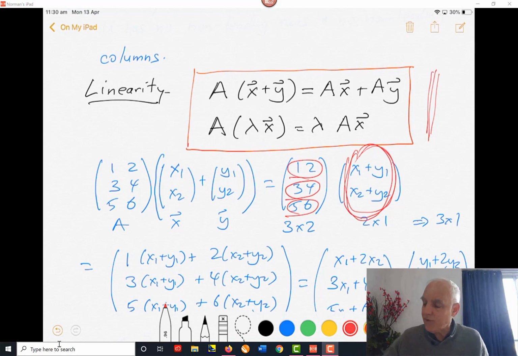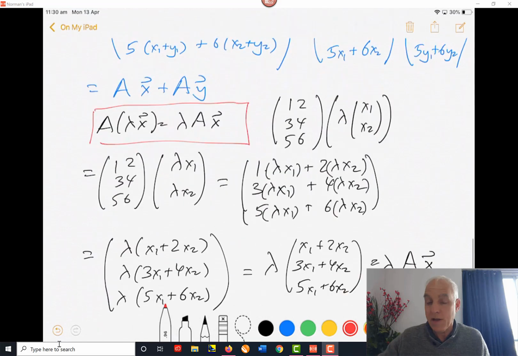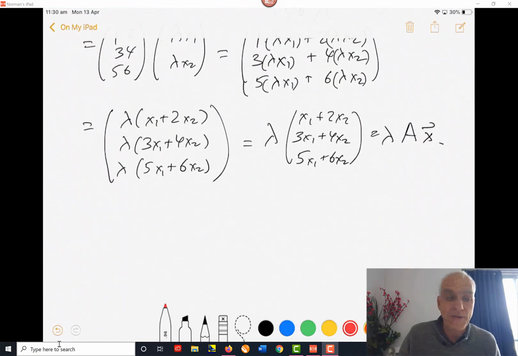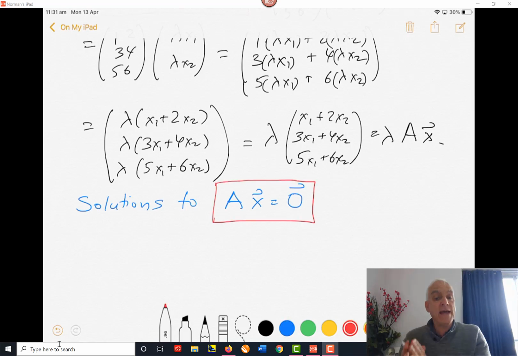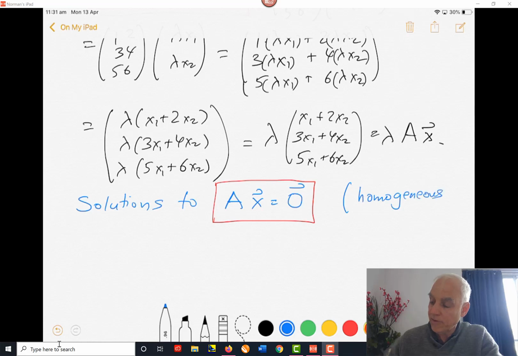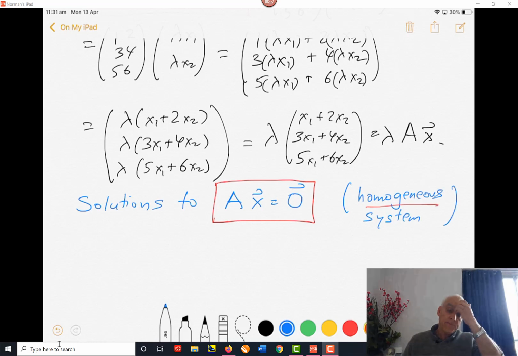Now, what consequence does this have for systems of linear equations? So this has some consequences. So let's have a look at a rather special kind of system. Solutions to a system of the form AX equals 0. Okay, so this is a special kind of system where the right-hand side is 0, sometimes called a homogeneous system. Okay, that's the terminology. Homogeneous, because the right-hand side is just 0.